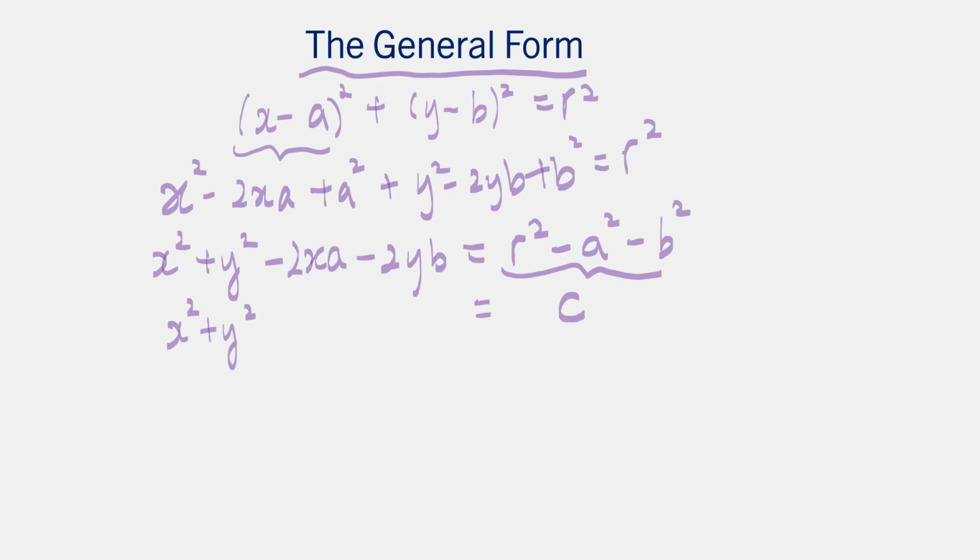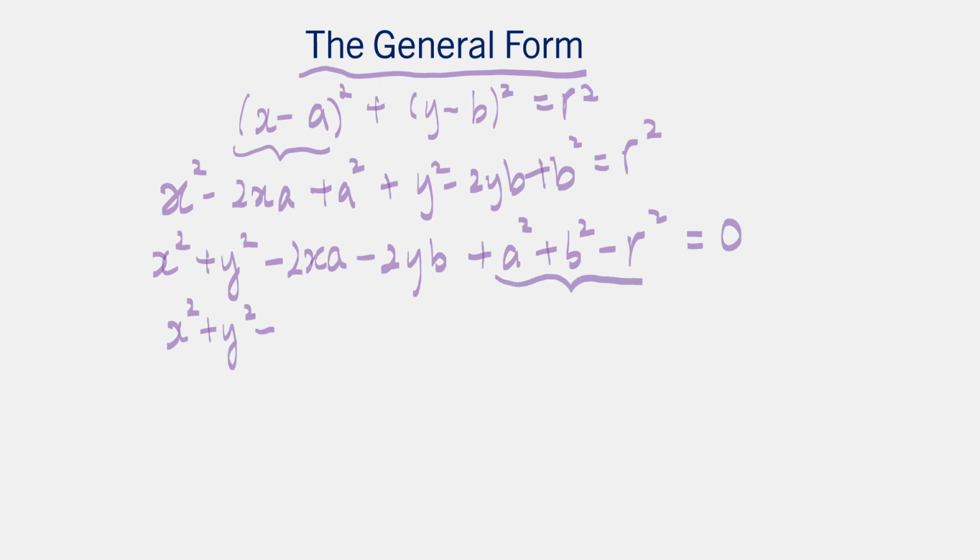Oh, wait, we don't do it this way. Hang on. We just put all the constants together on the left hand side. So we bring that r squared over. Then we're just going to replace this guy with the letter C.